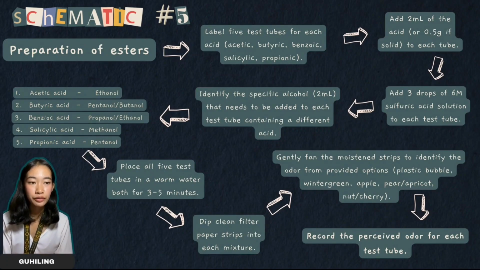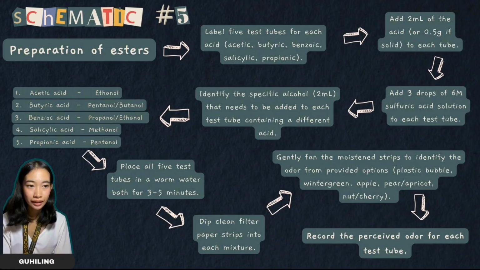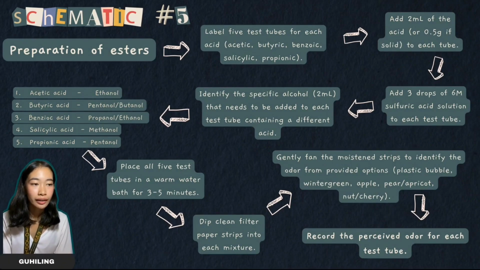First, label 5 test tubes for each acid: acetic, butyric, benzoic, salicylic, and propionic. Next, add 2 ml of the acid, or 0.5 gram if solid, to each tube. Next, add 3 drops of 6 molar sulfuric acid solution to each test tube.